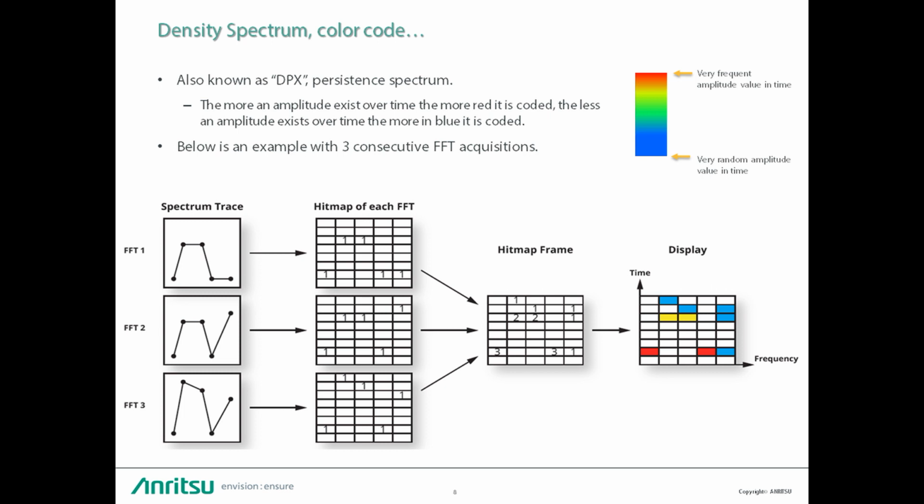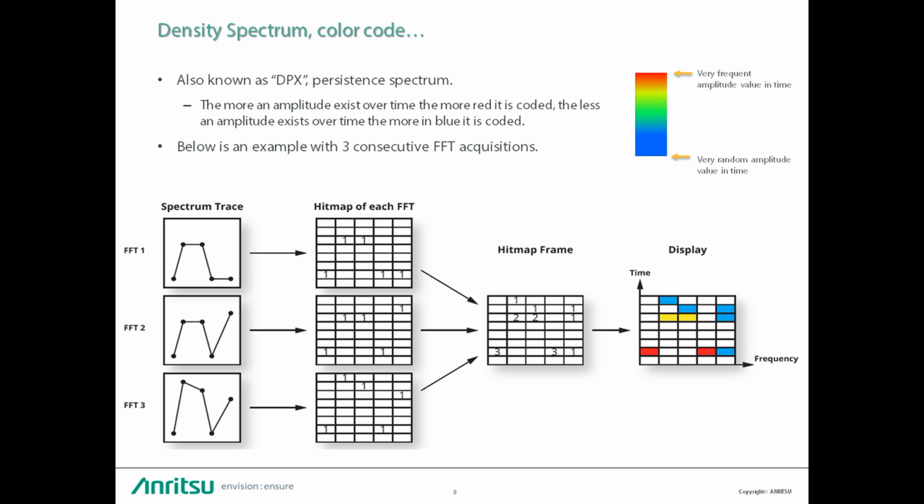To create the heat map frame, the RTSA will sum up the number of times each pixel has been hit. So this is why you can see on the heat map frame in the middle of the slide that some pixels have been hit 3 times, other pixels have been hit 2 times, and other pixels have been hit only 1 time. These numbers represent the occurrence of the amplitudes.